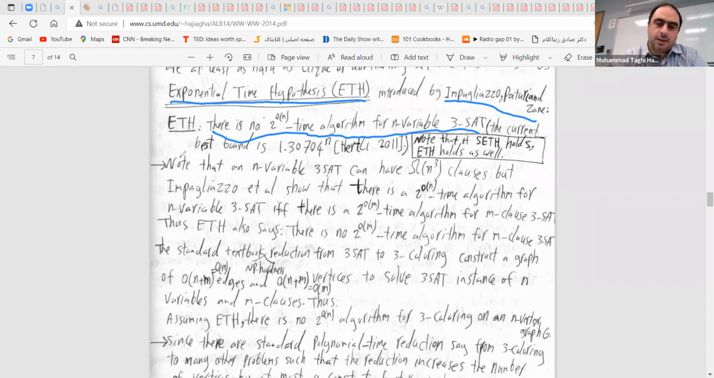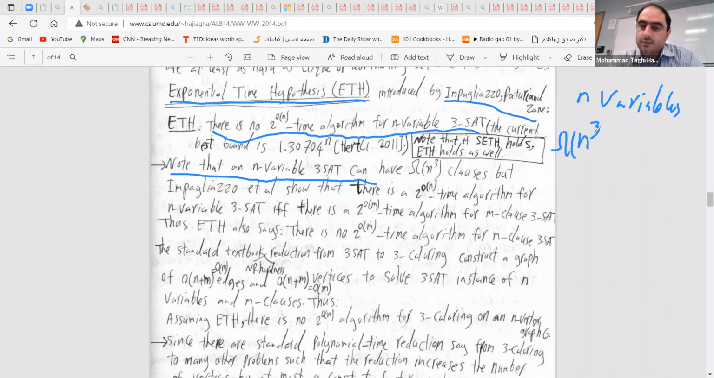Now, consider the 3-SAT problem. If you have n variables, then with these n variables, you can have n to the 3 clauses. Why? Because any n choose 3 of these variables can form one clause. And of course, even with negations, if you consider 2n literals, both positive and negative, 2n choose 3 is the number of clauses, which would be n to the 3.